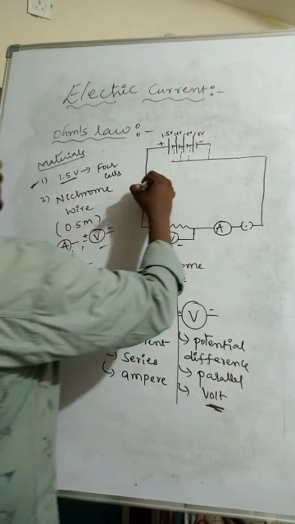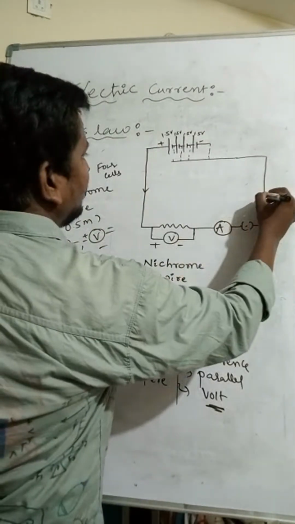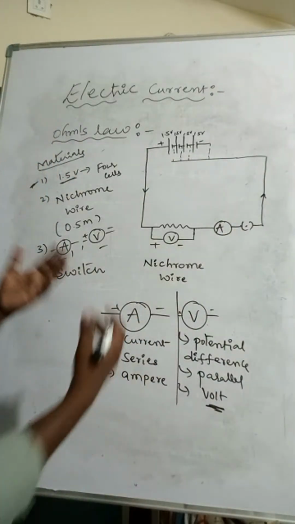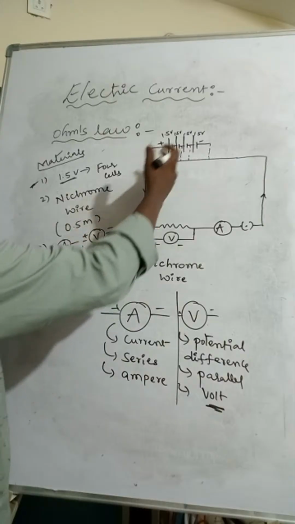Anyway, current will pass from the positive terminal to the negative terminal. That is the conventional current and electric current. Conventional current is nothing but the flow of positive charges.